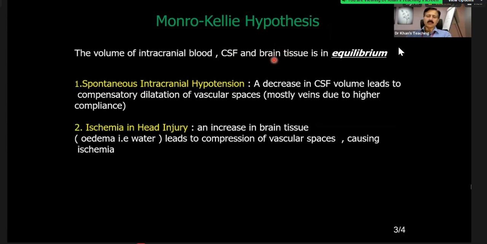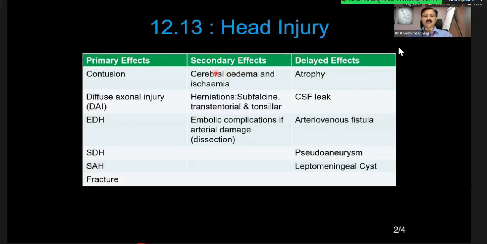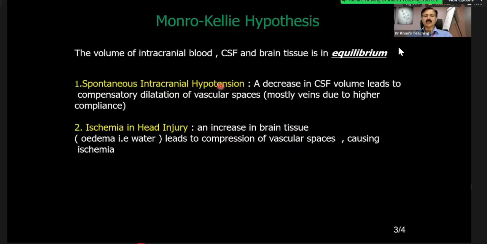Now, if there is edema of the brain, then what will happen? CSF, of course, cannot be compressed because it is a liquid. We know liquids cannot be compressed. But what will happen? The vessels will become compressed. Initially veins, then the arteries. And that is why there is ischemia. This concept is asked in the exam. And this is also secondary effects, cerebral edema and ischemia.